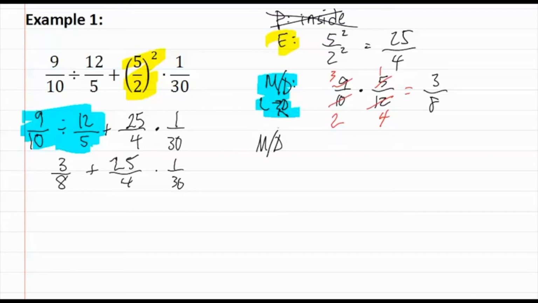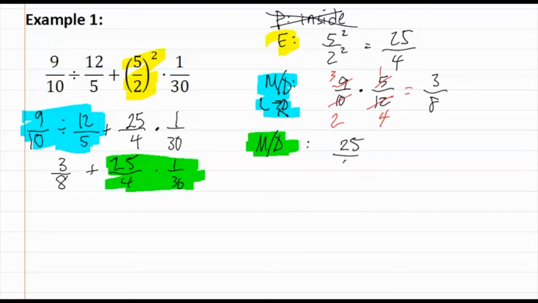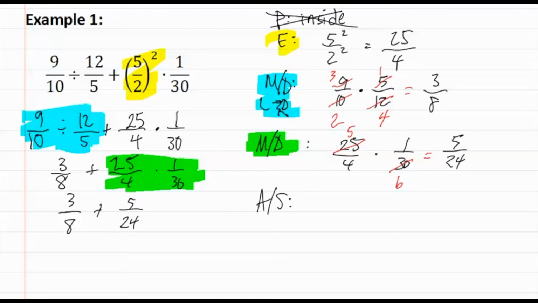Now we see that we still have more multiply and divide, so we will do this step next. So we have 25/4 times 1/30, which we then need to reduce. 5 goes into 25 5 times, and 5 goes into 30 6 times. This gives us 5/24, which we place back into the problem. We now have the fraction 3/8 plus 5/24. And we're on to the add and subtract step.